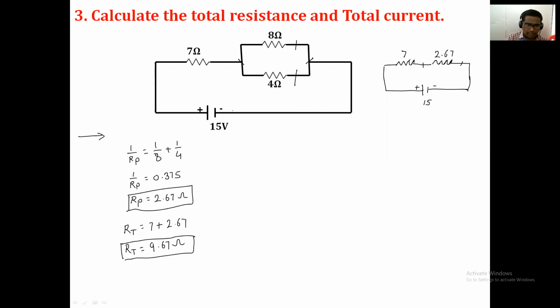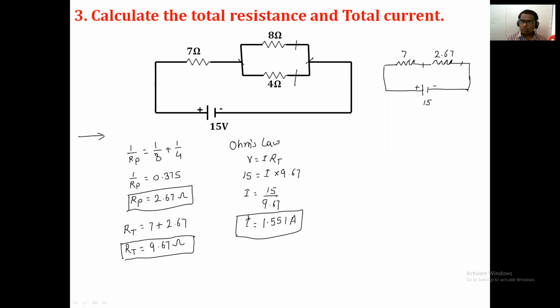Okay. Then we apply Ohm's law to calculate the total current. So V is equal to I into R total. Total voltage is 15. I have to calculate I multiplied by 9.67, so I is equal to 15 divided by 9.67. So I is equal to 1.551 ampere. This is the total current.